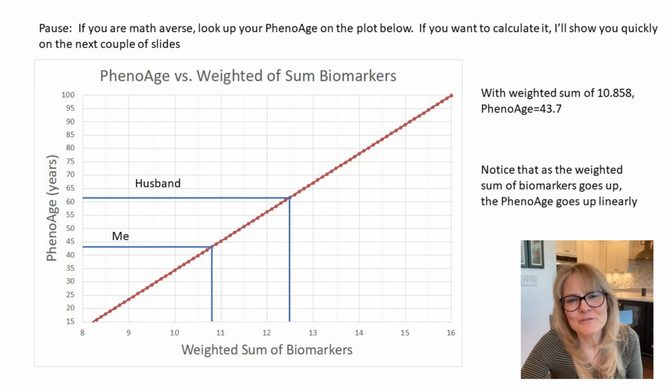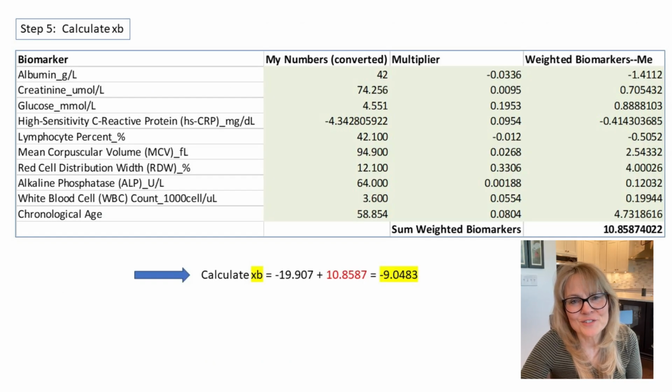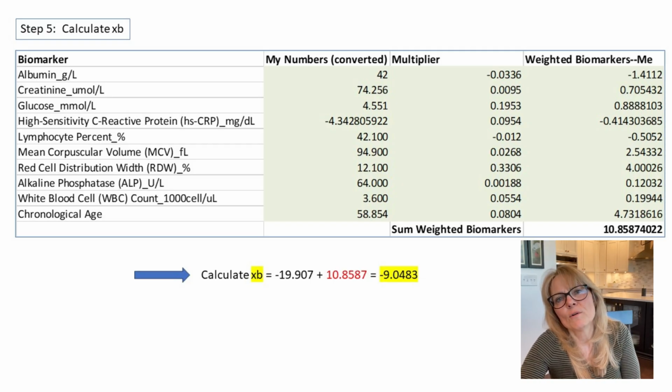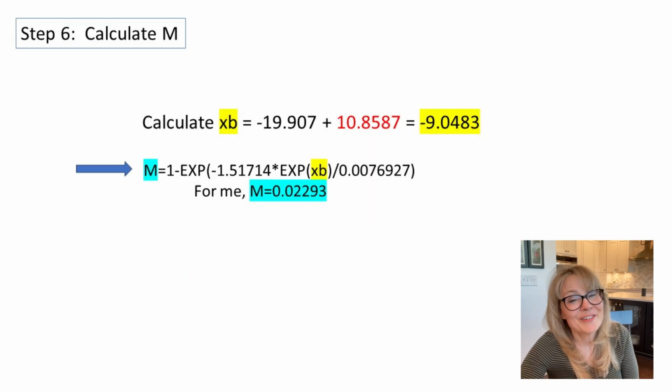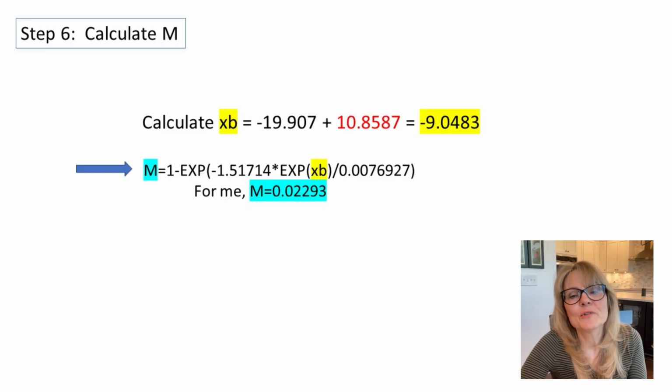Okay, so now for you diehards that want to calculate it yourself, good for you. First thing we're going to do is take that weighted sum of your biomarkers that was on the x-axis of the previous plot, and just subtract 19.907 from that. So here's an example of mine. If I take 10.8587 and subtract 19.907, I have negative 9.0483.